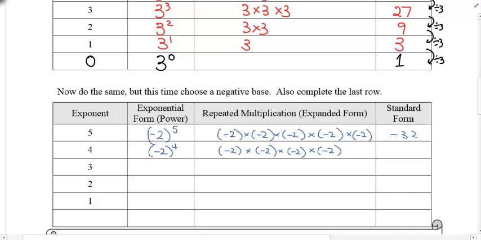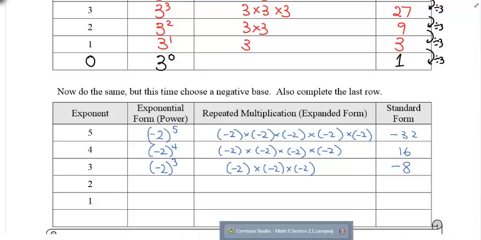Notice that negative 2 times negative 2 is positive 4, times negative 2 is negative 8, times negative 2 is positive 16, right? An even number of negative signs, we learned last day, gives you a positive standard form answer. An odd number, once again, gives you a negative one.